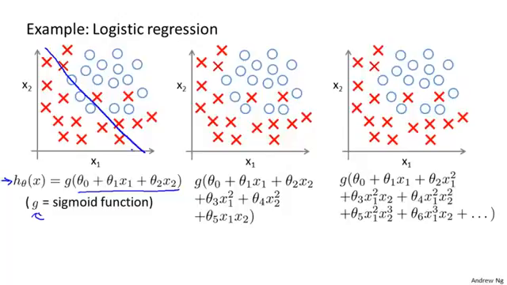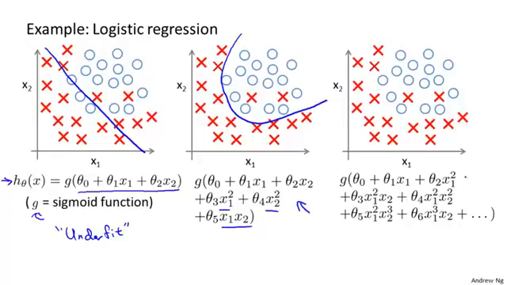And this doesn't look like a very good fit to the hypothesis. So, once again, this is an example of underfitting, or of a hypothesis having high bias. In contrast, if you were to add these quadratic terms to your features, then you could get a decision boundary that might look more like this. And that's a pretty good fit to the data. Probably about as good as we could get on this training set.